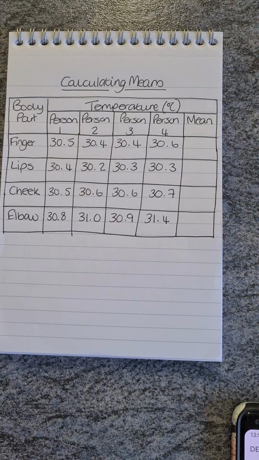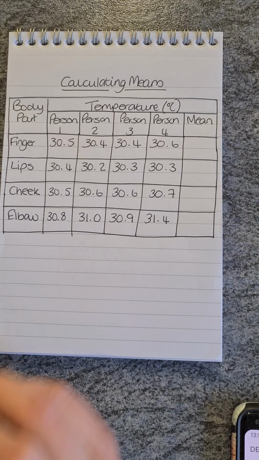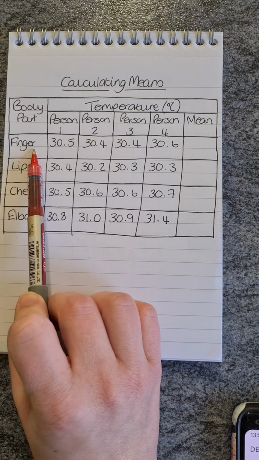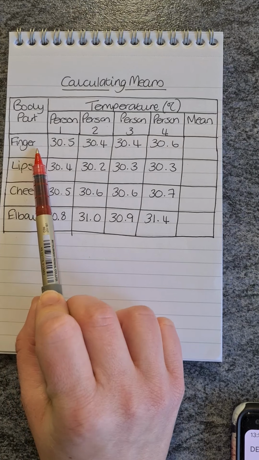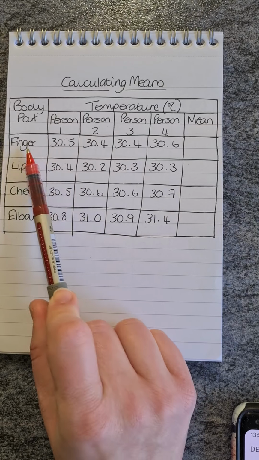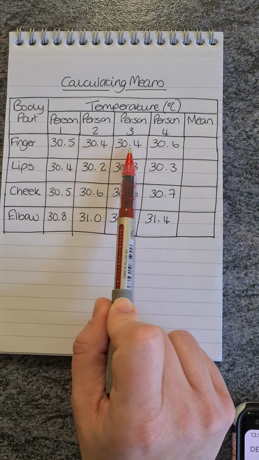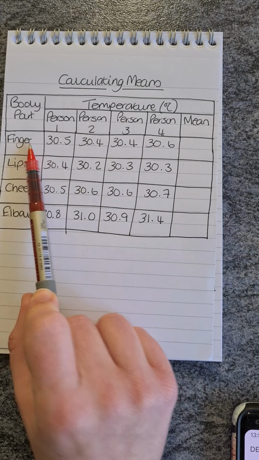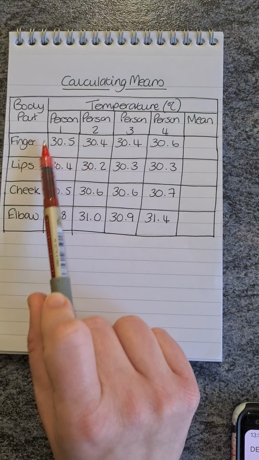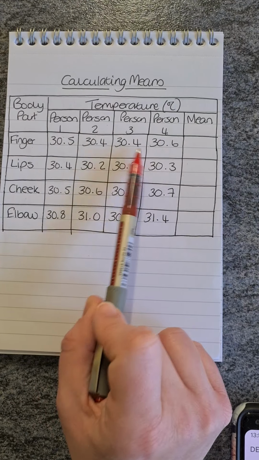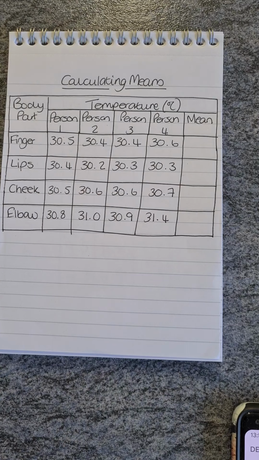Okay, so we need to calculate a mean value for each body part so that we can compare the means and get a conclusion. When we calculate a mean, we need to add up all the values for the same experiment. Here, the same experiment is the same body part. So we want a mean for the same body part. That's person 1 for finger, person 2 for finger, 3 for finger, and 4 for finger. We only include these values in the mean. We can't include any values for other parts of the body because it wasn't the same experiment. The independent variable was different, wasn't it?